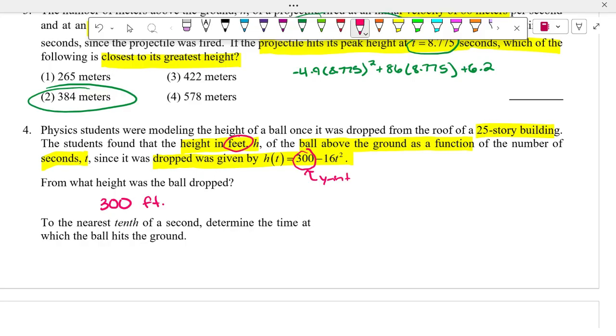But yes, you can, because technically 16t squared is the metric for gravity in feet. All right. Then to the nearest tenth of a second, determine the time at which the ball hits the ground. So that one, you're looking for the what? The positive x-intercept. Good. So what is that to the nearest tenth? 2.5. Good. 2.5 what? Seconds. We're talking about time.